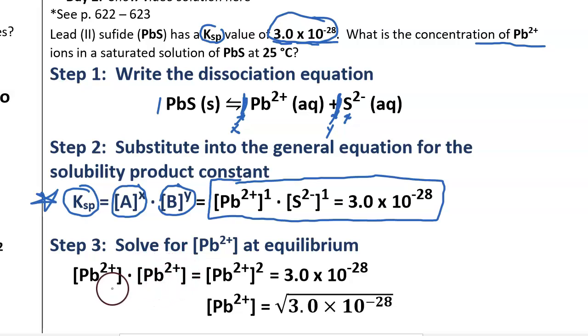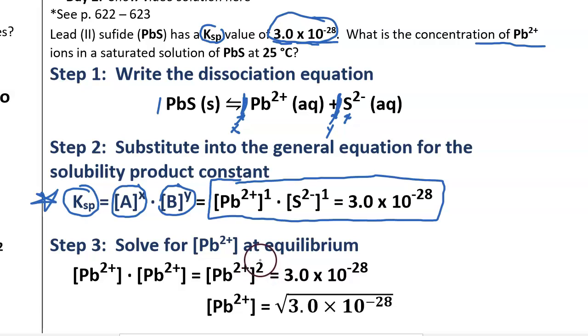Now in math class, what did you learn that you could do when you are multiplying two identical things together? That's called squaring. That's using an exponent of 2. So we can rewrite this as the concentration of the lead ions raised to the second power.